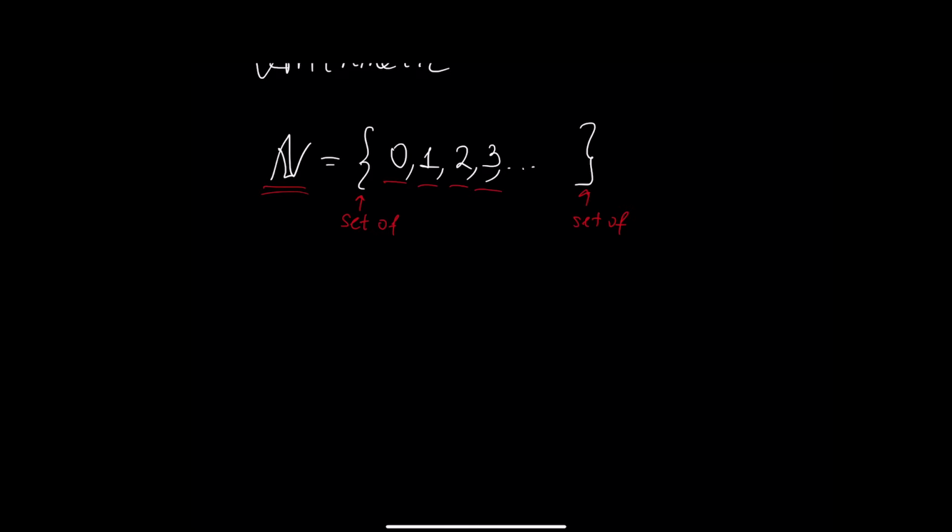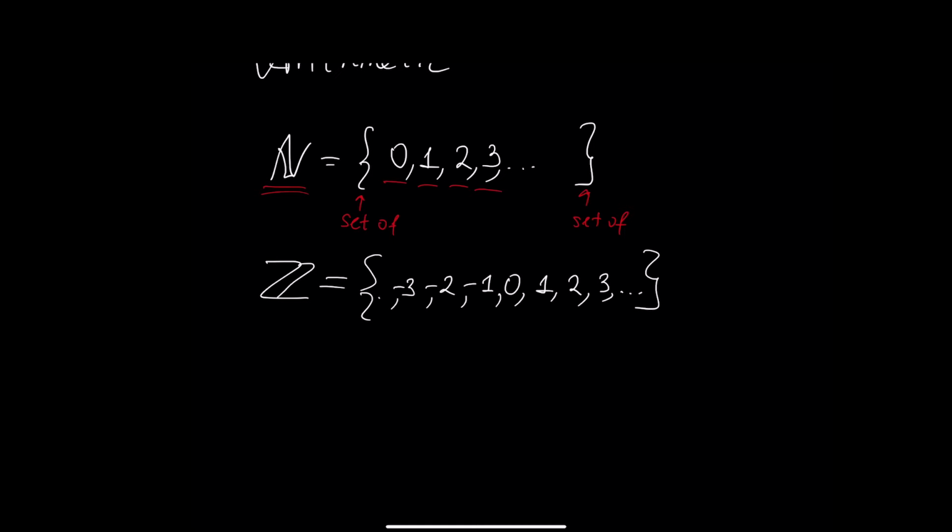The next important set of numbers is called integer numbers. Integer numbers is the set of numbers consisting of the same numbers, natural numbers, 0, 1, 2, 3, and so on. And besides, it also has negative numbers, -1, -2, -3, and so on. This is the definition of integer numbers.